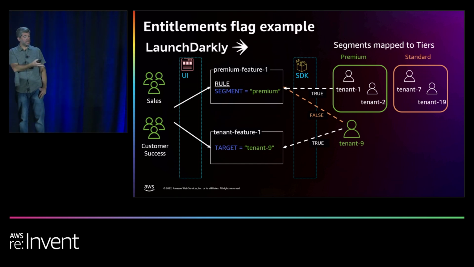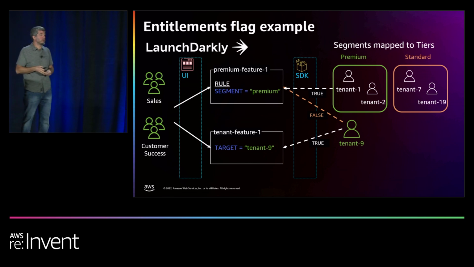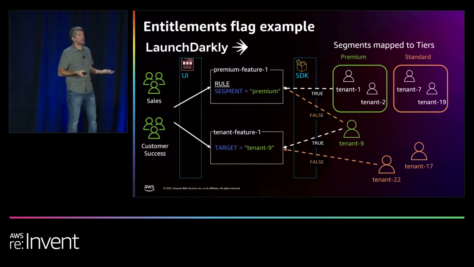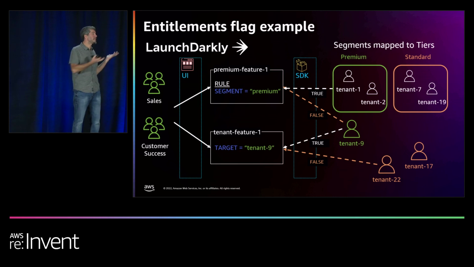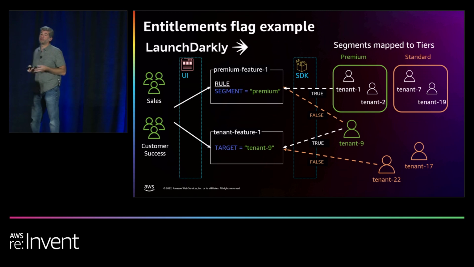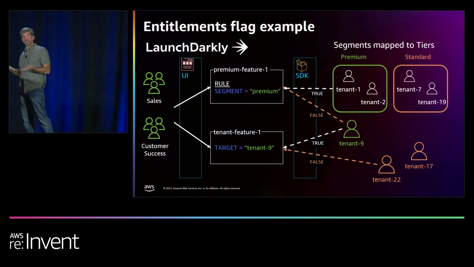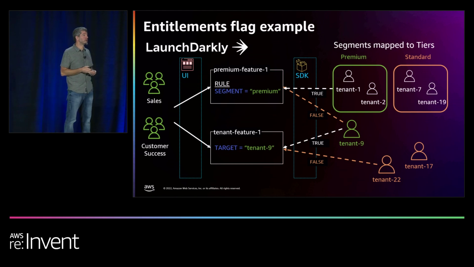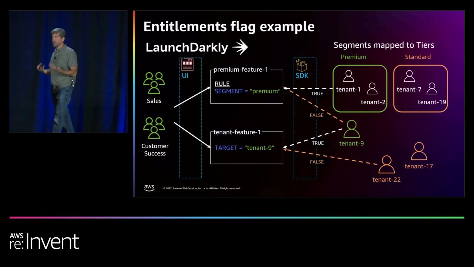So in this case, tenant 9 has been targeted, and they would be the only tenant allowed to use tenant feature 1. Other tenants like tenant 22 and tenant 27 don't have permissions to use that feature. But tenant 9 does not have permission to use premium feature 1 because they're not part of that premium tier. And as you can imagine, the rule engine that executes all of these different combinations would have to make some decisions on our behalf. So if we were to implement this, we'd have to think about potential collisions, which takes priority over a different rule. And LaunchDarkly has that built into its system for us already.